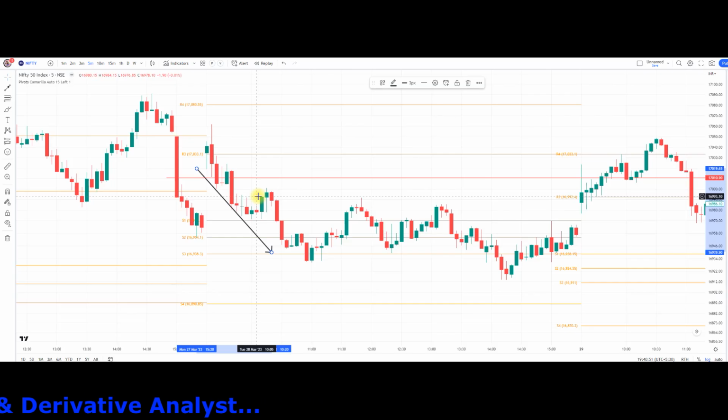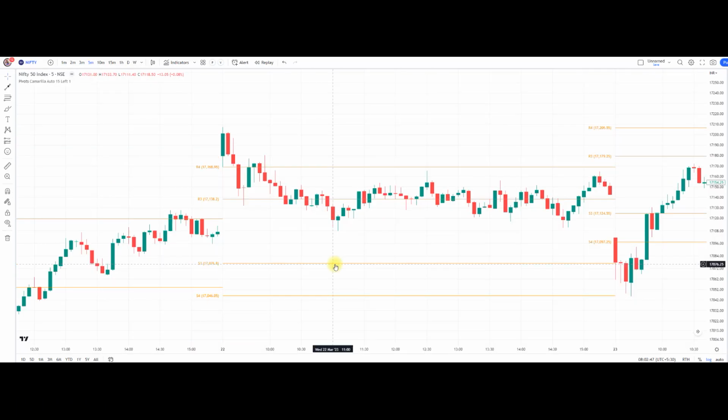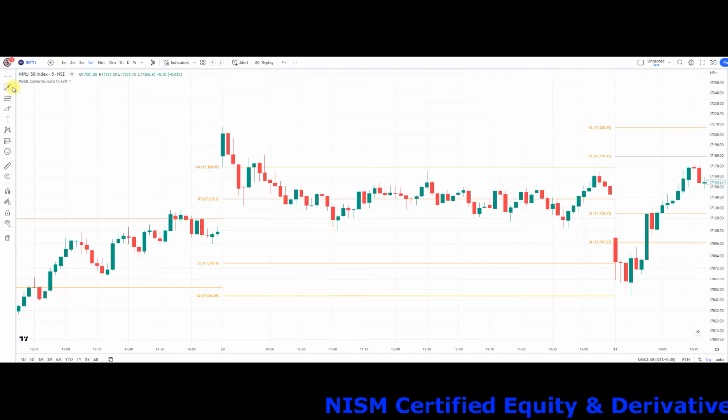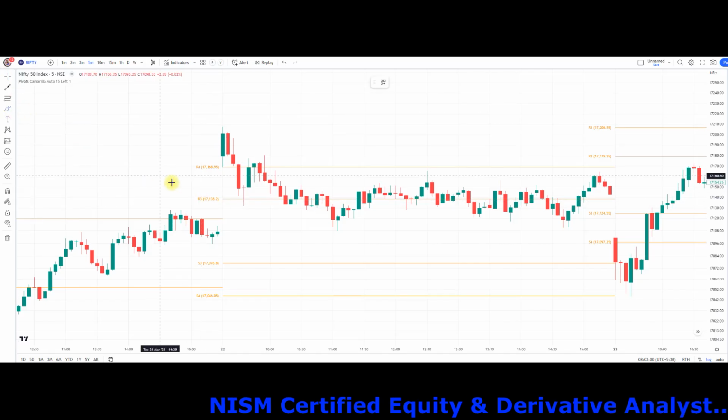So what are these levels? These levels are helpful only in booking the profits, not for entering into the trade. And now we can see where not to enter. If the price is in between R4 and R3, we should not enter into the trade. We have to enter into the trade only if the price is at R3. We can see here the price is at R3.